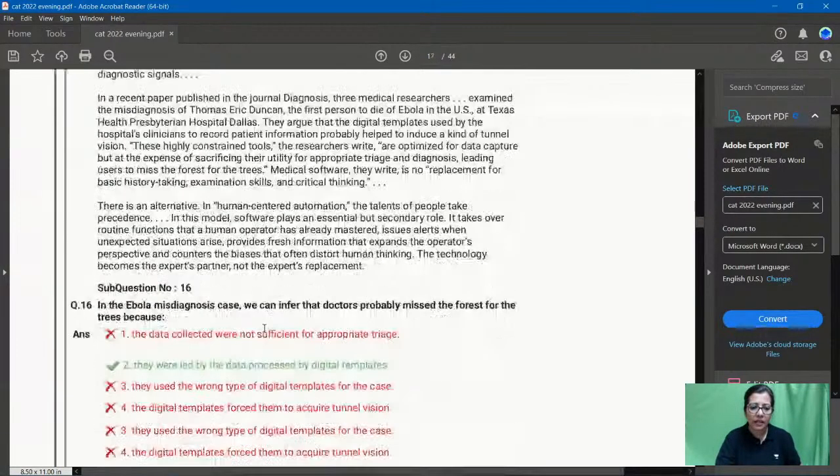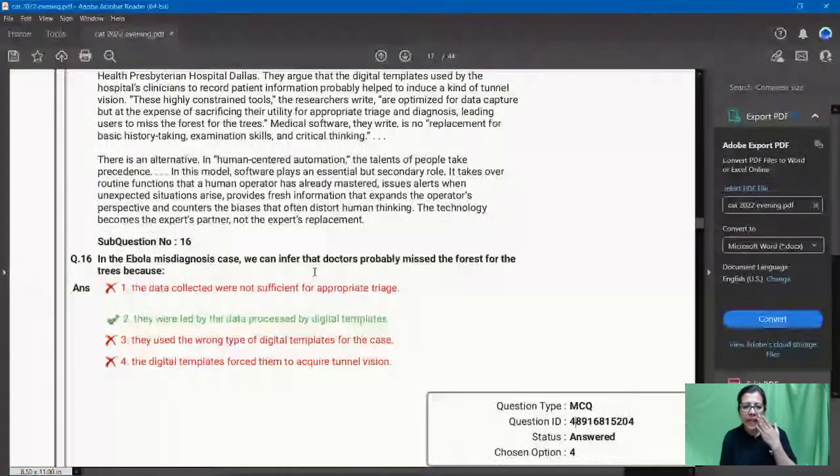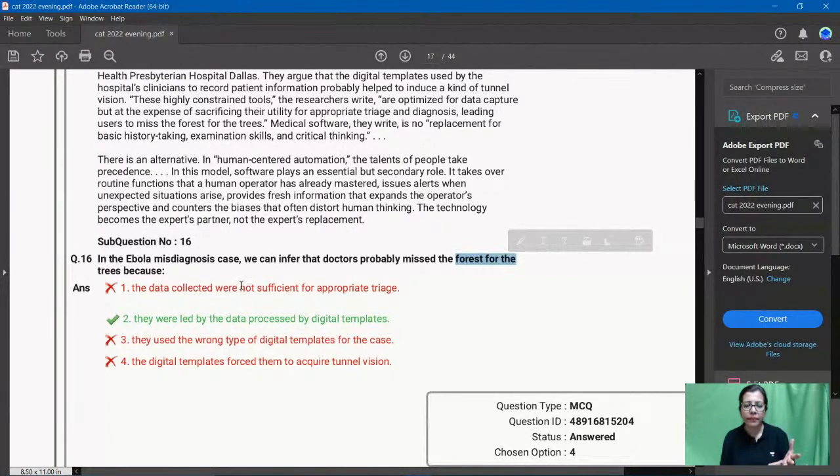Question number 16. I dumped. Why? Because I felt this would take me a little bit of time. यहाँ देखो. In the Ebola misdiagnosis case, we can infer that doctors probably missed the forest for the trees. Now, I happen to know the meaning of this idiom. If you miss the forest for the trees, what happens? You are not able to see the big picture because you're focusing on micro things. Okay, so when I go back to the paragraph, I can see this particular thing over there.